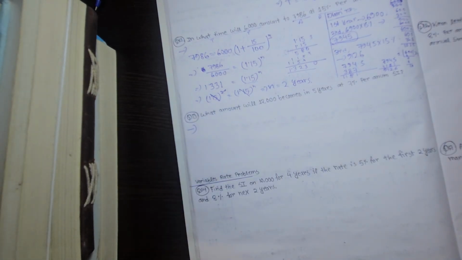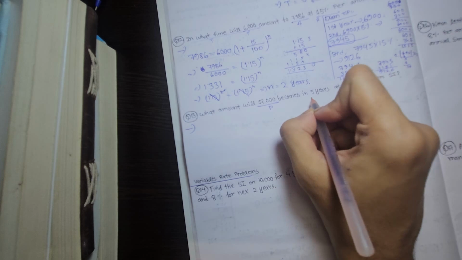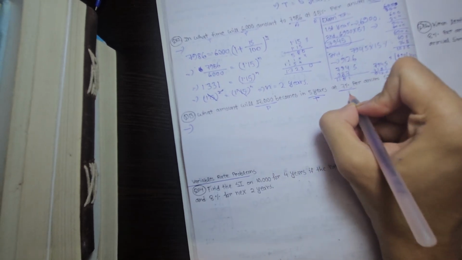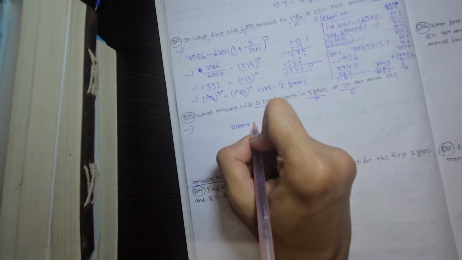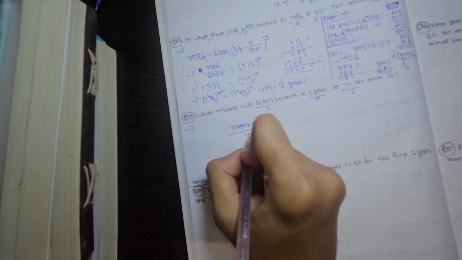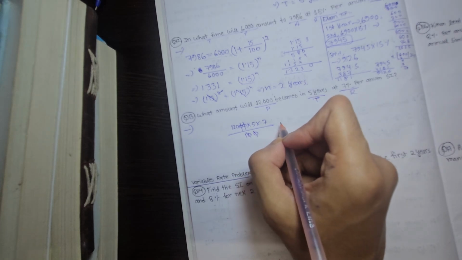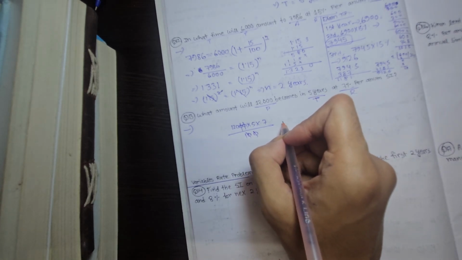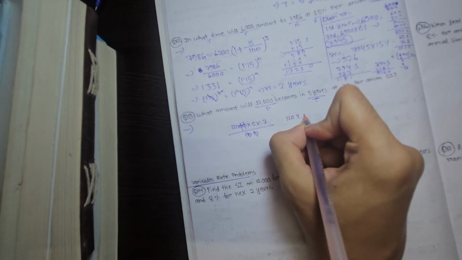Now coming to the next question, they have asked what amount will 12,000 become in 5 years at 7% per annum at simple interest? Very easy. We have the principal, the time, and the rate of interest. So it will be 12,000 times 5 times 7 divided by 100. We'll cut 2 zeros. It is 120 times 5 times 7. So 5 times 7 we know is 35. So it would be 120 times 35.